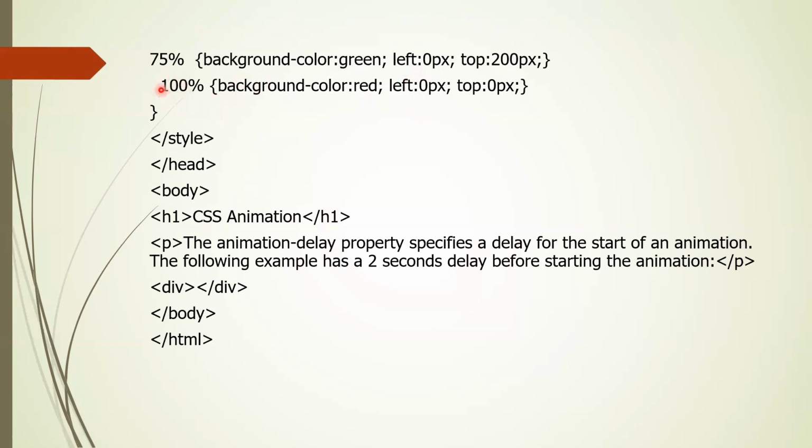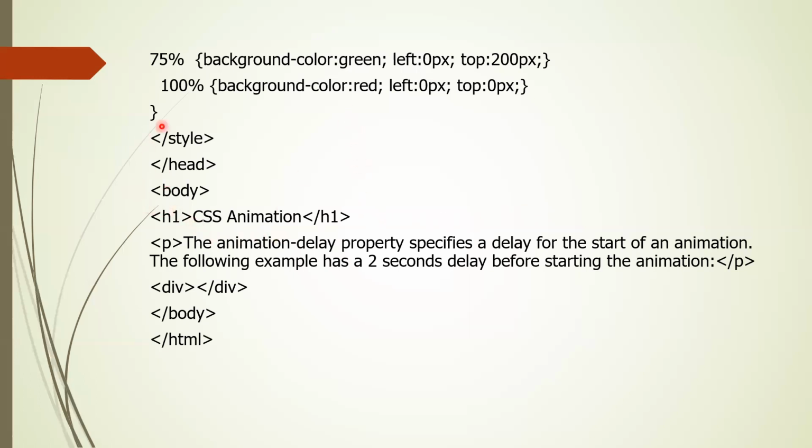So again, when it comes to 100% full time, the box will return to the initial position with red color. So it will be changing to red color. Now the position will be from the left of the screen 0 pixel and from the top of the screen 0 pixel. So your box will be moving from left side to right side, to bottom, bottom to left side, and left side to top.